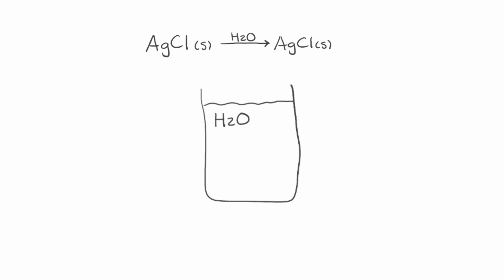Then we look at the product side of the chemical equation. Because we have a solid, we'll sketch this as a pile of solid at the bottom of the beaker and include the chemical formula AgCl.